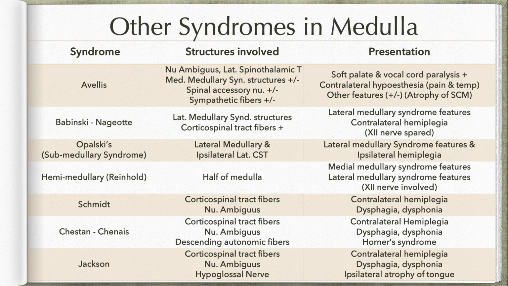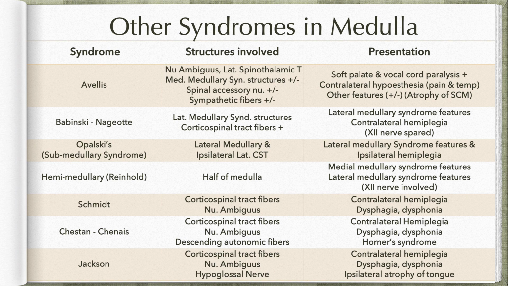In addition to this, the patient may have involvement of those structures which were involved in medial medullary syndrome, that is pyramids or medial lemnisci or the hypoglossal nucleus, or the patient may have involvement of sympathetic fibers or even the spinal accessory nucleus, wherein the patient may show sternocleidomastoid muscle atrophy. So any combination will result in Avellis syndrome, but patients suffering from Avellis syndrome will always have involvement of nucleus ambiguus and lateral spinothalamic tract.